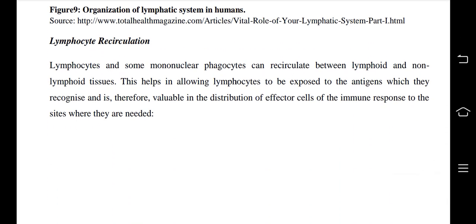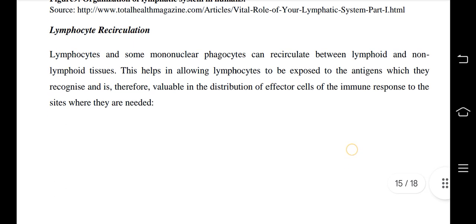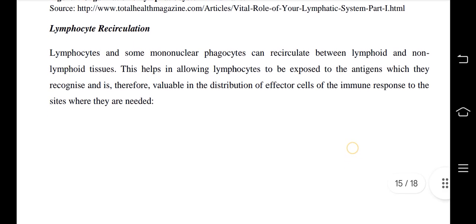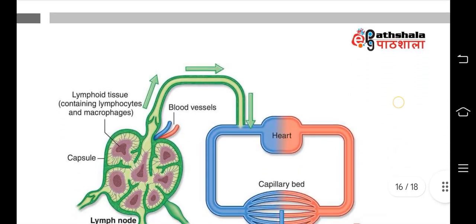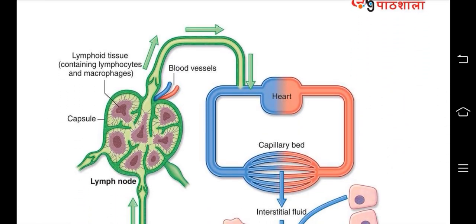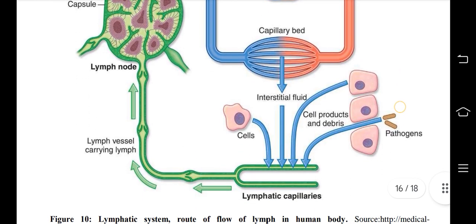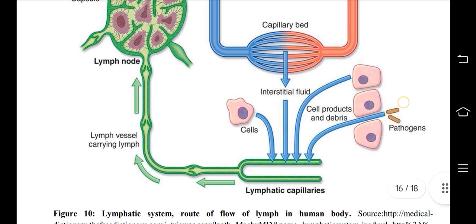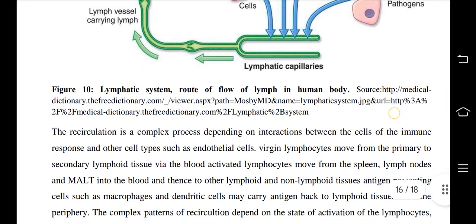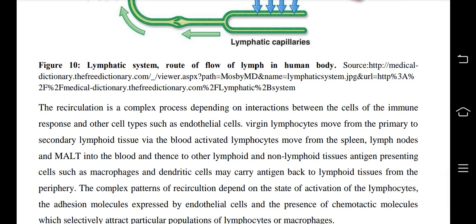Lymphocyte recirculation. Lymphocytes and some mononuclear phagocytes can recirculate between lymphoid and non-lymphoid tissue. This allows lymphocytes to be exposed to the antigens which they recognize and is therefore valuable in the distribution of effector cells of the immune response to the sites where they are needed. Lymphoid tissue containing lymphocytes and macrophages, capsule, lymph node, blood vessels, heart, capillary blood, interstitial fluid, cell products and debris, pathogens, lymph vessels carrying lymph, lymphatic system, route of the flow of lymph in the body.